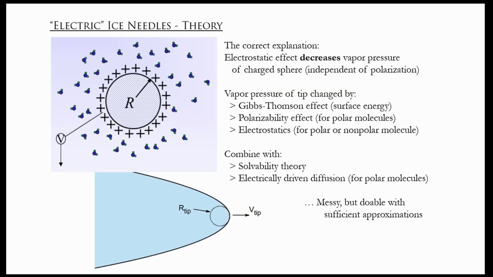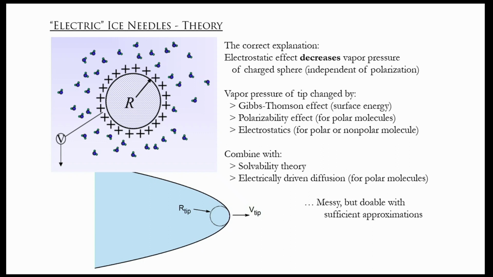The real explanation, I believe, is an electrostatic effect, which decreases the vapor pressure. So you have a sphere, and you imagine you put a voltage on it. You've got these charges outside the sphere. It's a conducting sphere. And so if you want to pull a molecule out of that sphere, now I'm going to imagine these are non-polar molecules. So pulling a molecule out does not do anything for the P dot E, because P is 0.